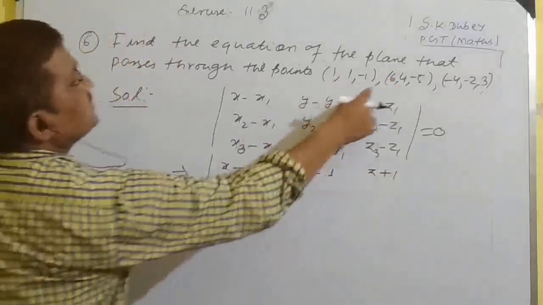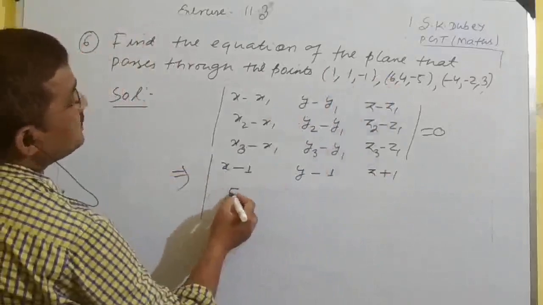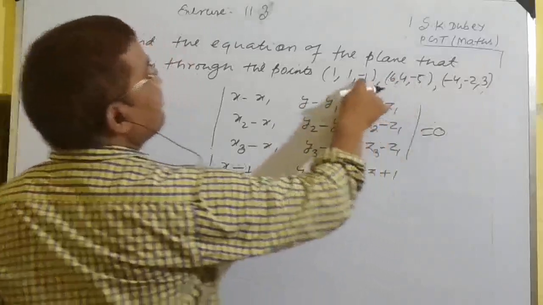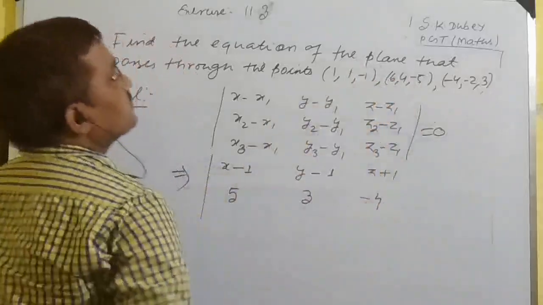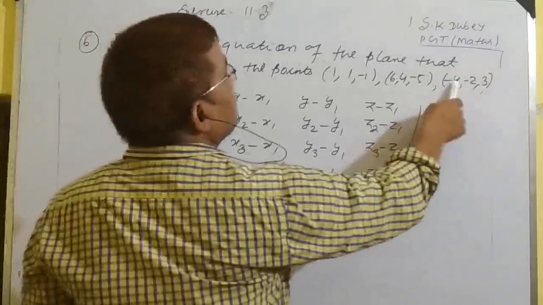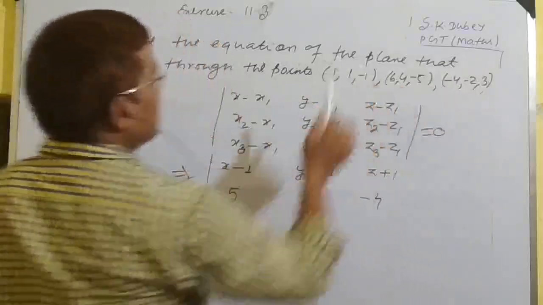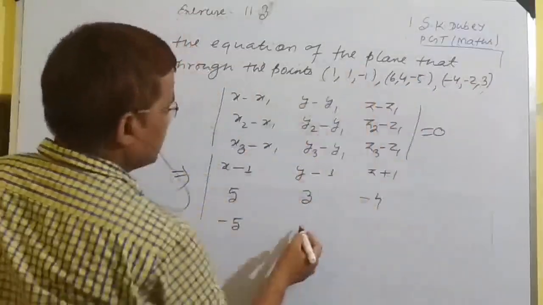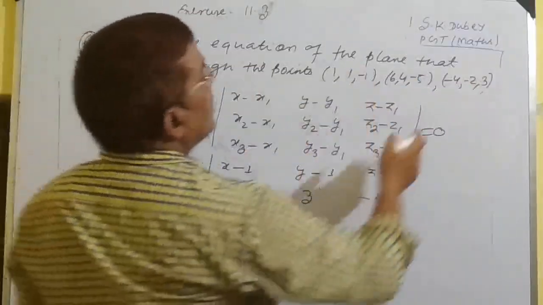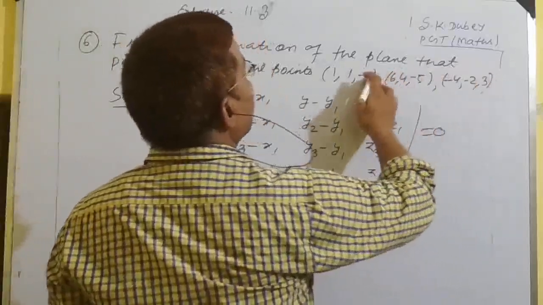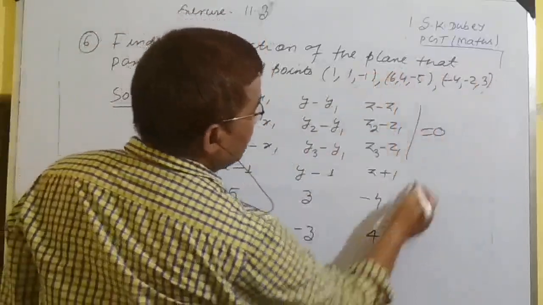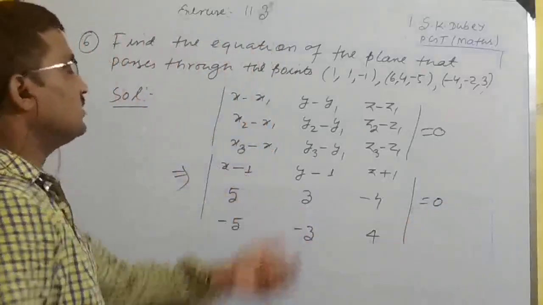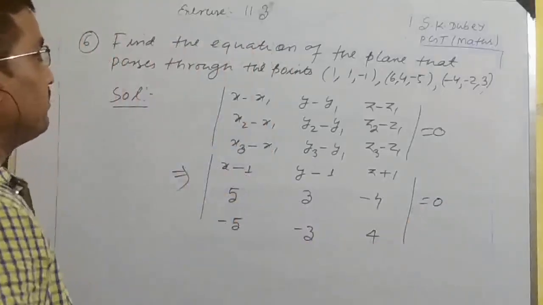x2 minus x1: 6 minus 1, that is 5; 4 minus 1, that is 3; minus 5 plus 1, that is minus 4. x3 minus x1: minus 4 minus 1, that is minus 5; minus 2 minus 1, that is minus 3; and 3 minus of minus 1, that is 4, is equal to 0. After simplification, you can get the required equation of the plane.